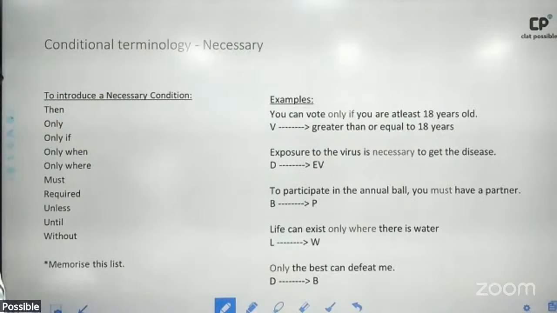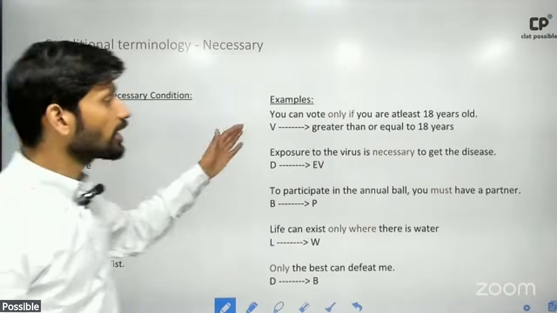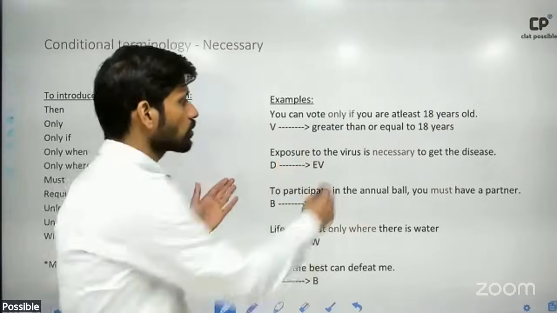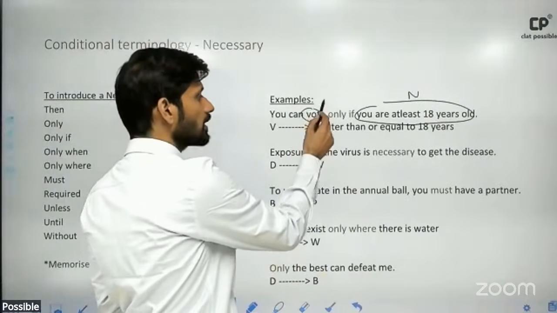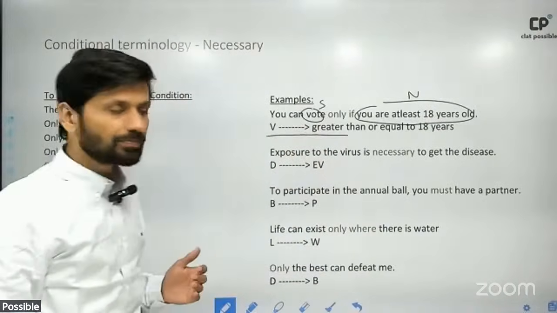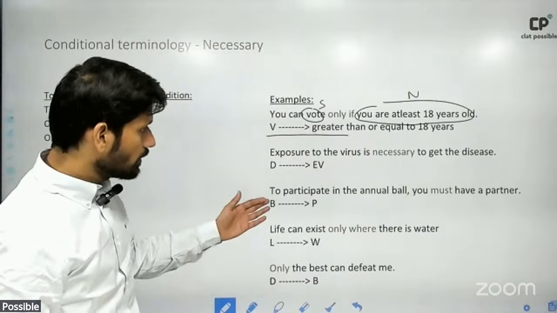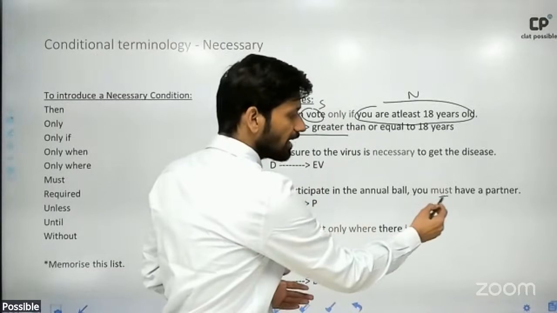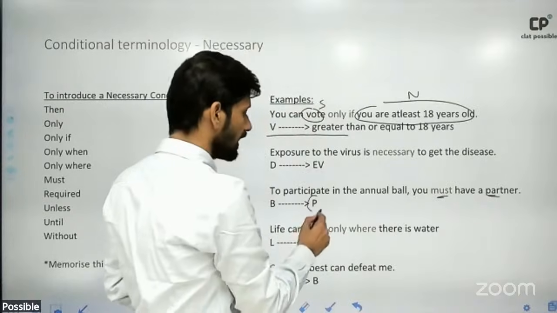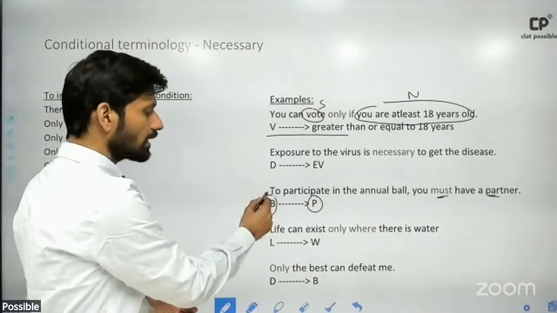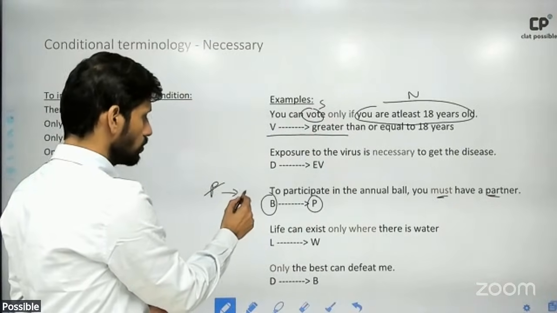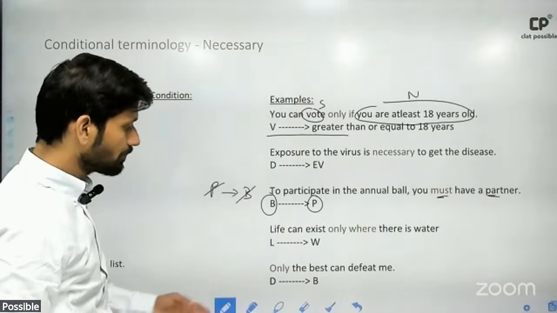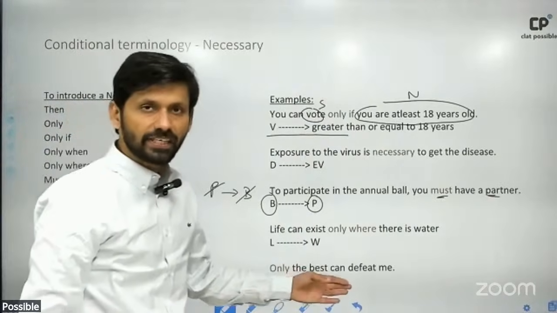Okay, so then only if, only when, only where. Okay, so you can vote only if you are 18. तो 18 क्या बन गया? Necessary for voting, which becomes sufficient, right? Or something like to participate in the annual ball, you must have a partner. So partner is necessary, it will come on the right. Participation in the ball will come on the left. No partner, no ball, no participation.